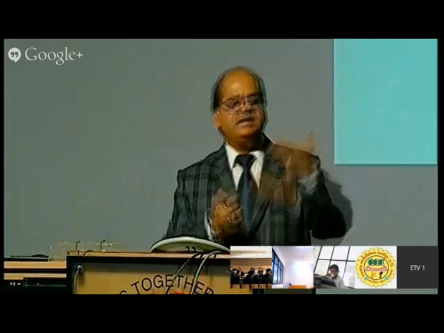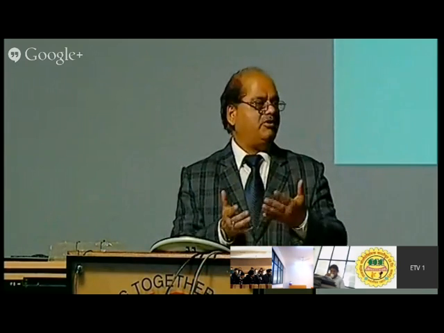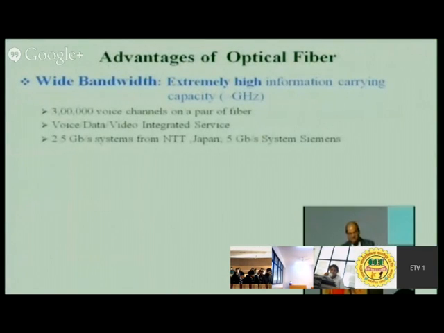When I cover the advantages, I will compare the optical fiber with a metallic conductor, copper cable or aluminum cable. One is the wide bandwidth. They have an extremely high information carrying capacity, bandwidth of the order of terahertz. So a number of channels, all the integrated services or broadband services, are only possible with the optical fiber. High data rate systems are possible: 2.5 Gbps, 5 Gbps, 10 Gbps, 40 Gbps, 100 Gbps systems. They are already there for commercial services.